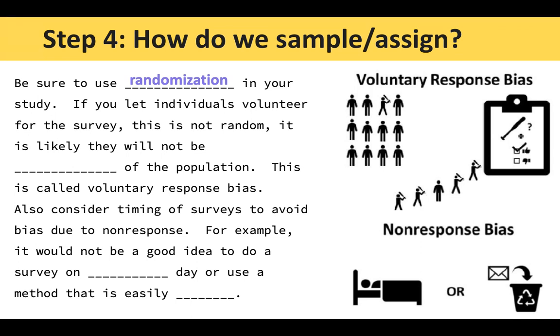not random, and it is likely that they will not be representative of our population, meaning that this group that volunteered to answer the survey question or volunteer to do whatever kind of experiment that they're doing, they're not going to represent the population very well. They usually are a very specific subset. So we call this voluntary response bias because people are volunteering.